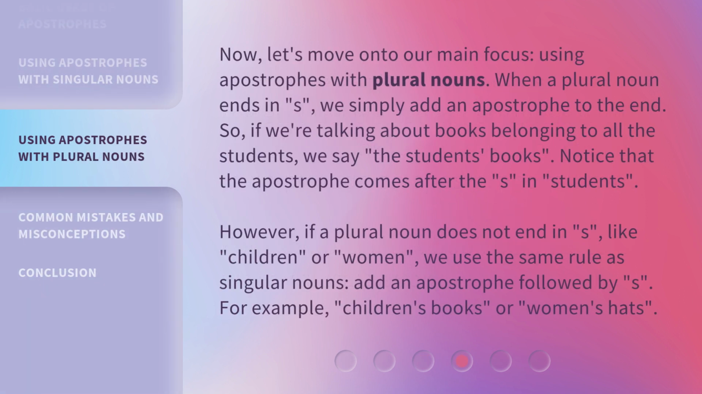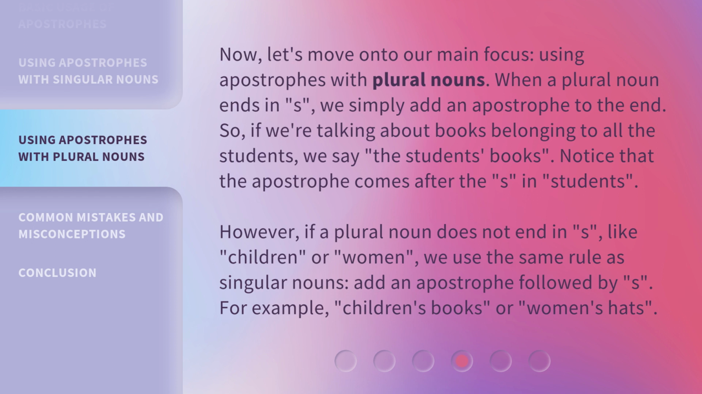Now, let's move on to our main focus, using apostrophes with plural nouns. When a plural noun ends in s, we simply add an apostrophe to the end. So, if we're talking about books belonging to all the students, we say, the students' books. Notice that the apostrophe comes after the s in students.